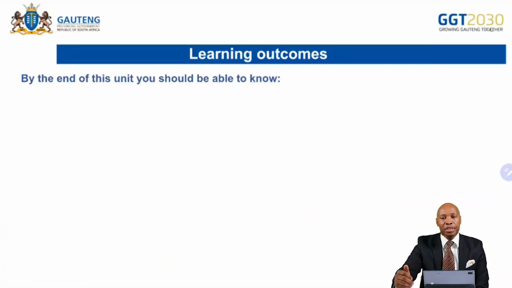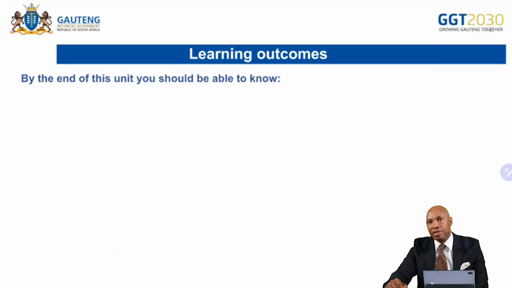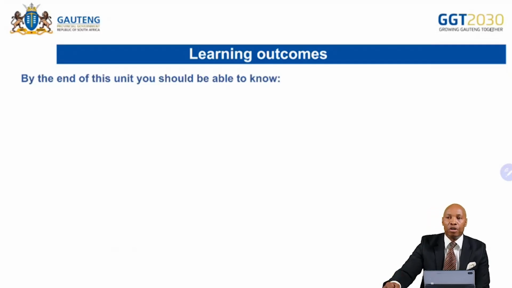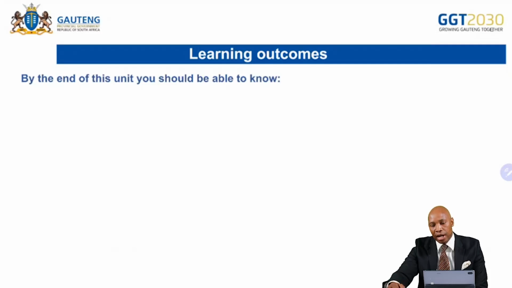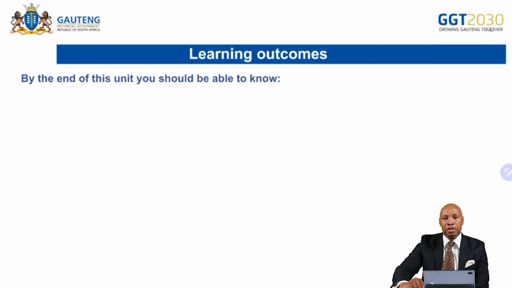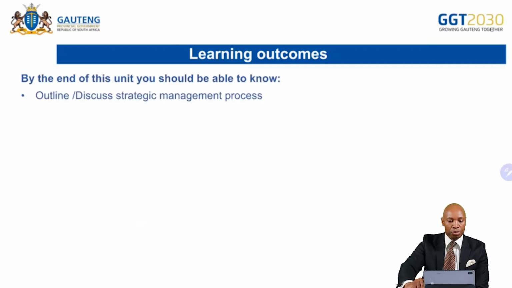Now it is important that when we start with this lesson, we have our learning objectives. What is it that we want to achieve with our lesson? These learning objectives are taken from page 9 of your examination guideline. Right. Let's take a look at our learning objectives.